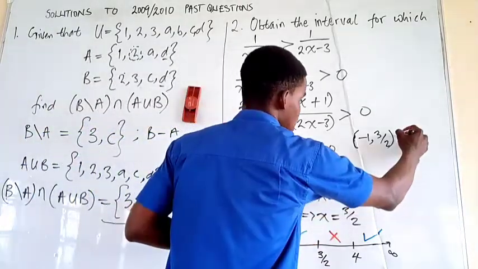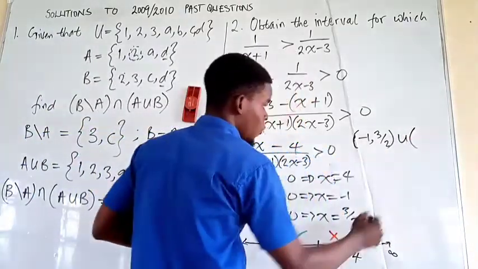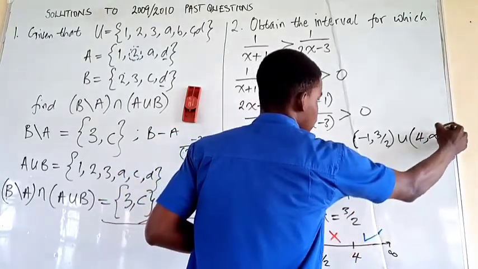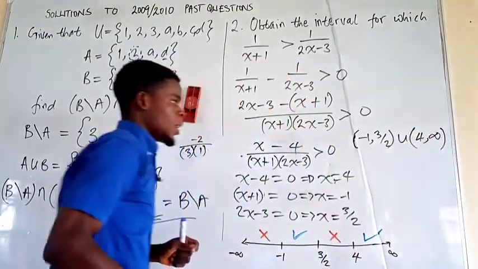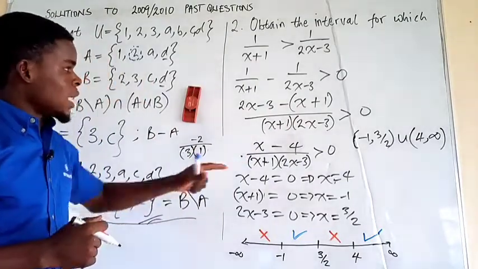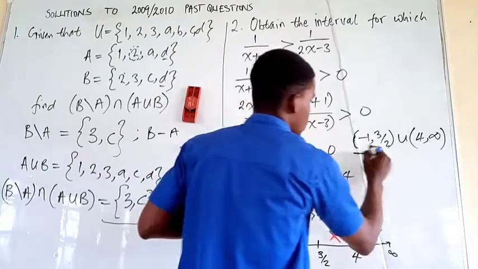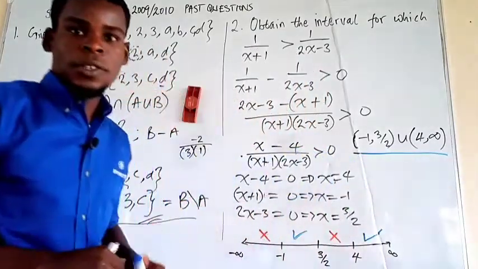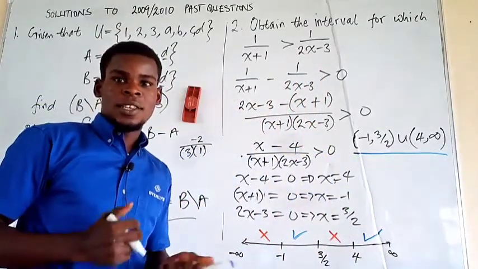Okay, so we unite it with, we go again from 4 to infinity. So you see that 4 is excluded because it will make our inequality equal to 0. Okay, so that is the solution to that particular question. Okay, let's move over to the next question.